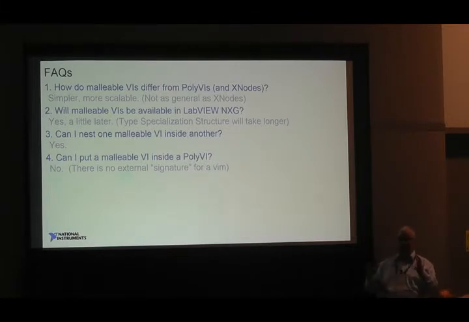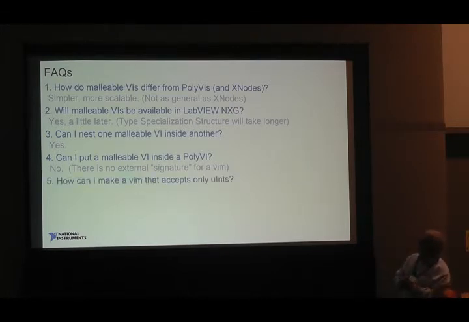So the poly VI is another mechanism that says, I'm going to search down the list of VIs until I find one that has the type signature that I'm wired up to. Since we can't do that, it's not possible. Basically, it'll always pick the VIM because the VIM says, hey, I can accept that type.